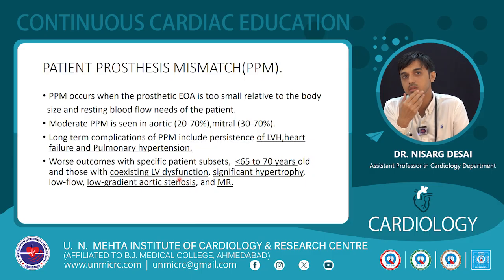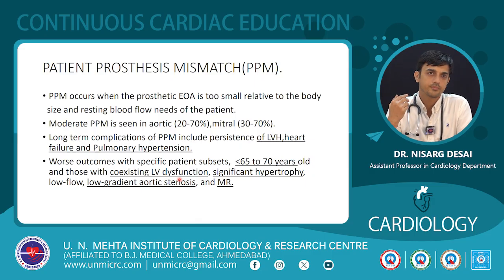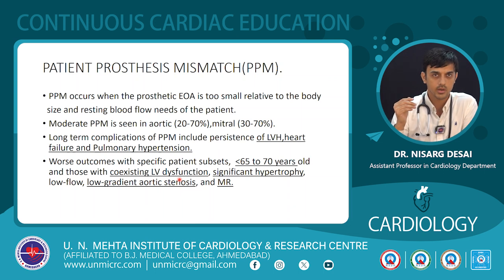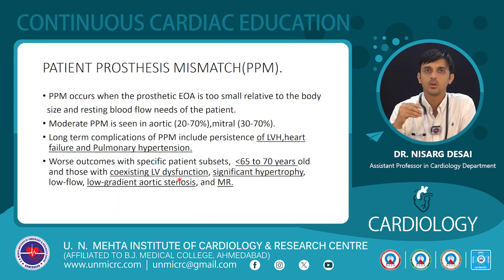There are specific patient subsets who fare very severely in case of an established PPM: patients who are 65 to 70 years old, who already have coexisting LV dysfunction, are subjected to high gradients across the valve, who have significant hypertrophy and LV dysfunction, associated low flow, low gradient aortic stenosis, or the patient in case of mitral valve who has severe mitral regurgitation. These subsets will fare poorly when they have PPM.